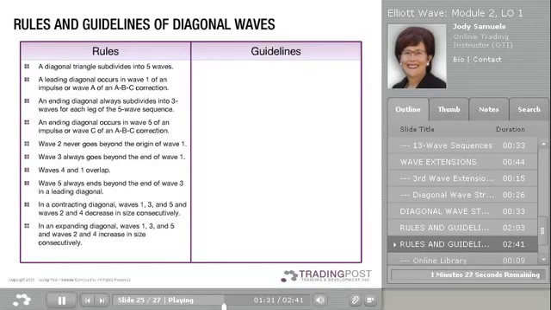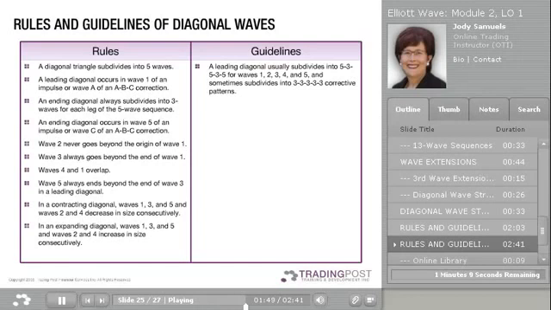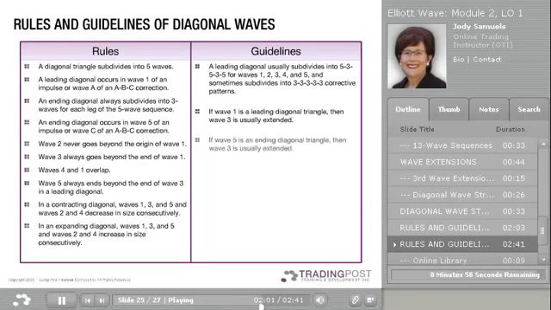And now for the guidelines. 1. A leading diagonal usually subdivides into 5, 3, 5, 3, 5 for waves 1, 2, 3, 4, and 5, and sometimes subdivides into 3, 3, 3, 3, 3 corrective patterns. 2. If wave 1 is a leading diagonal triangle, then wave 3 is usually extended. 3. If wave 5 is an ending diagonal triangle, then wave 3 is usually extended.